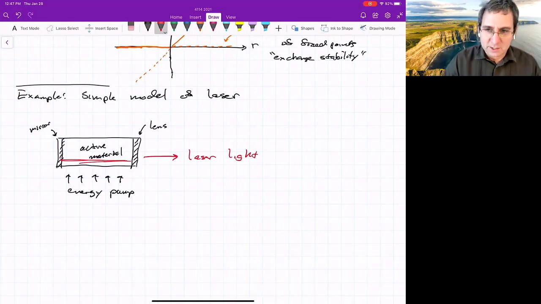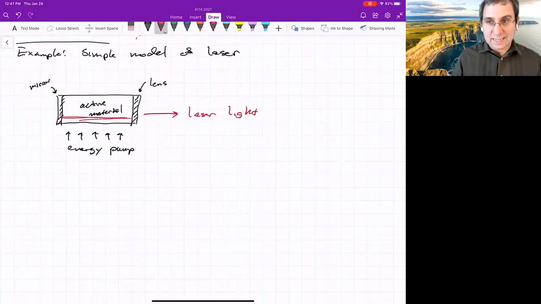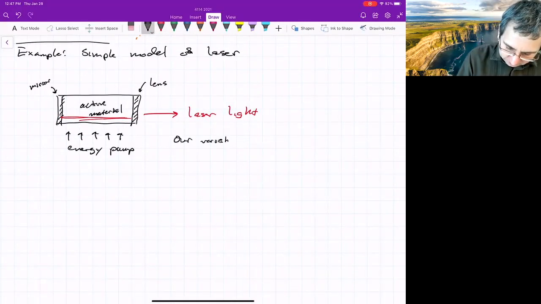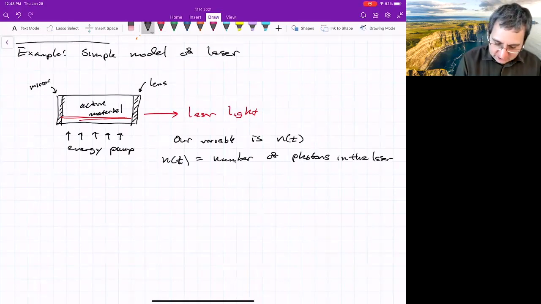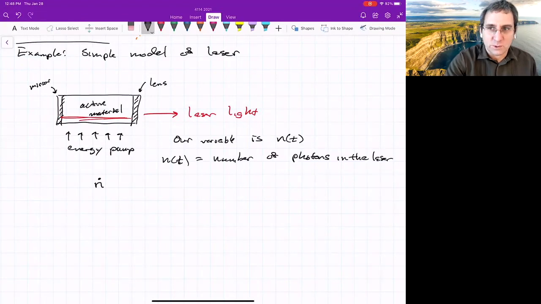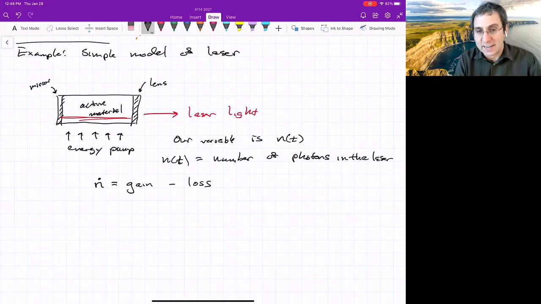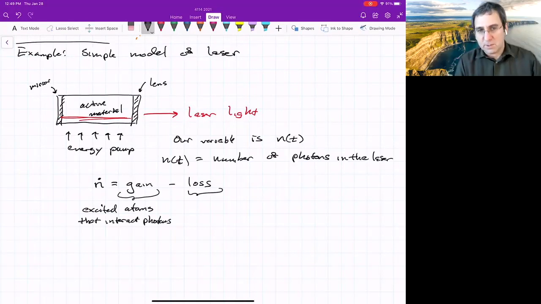There's a simple model for this, a kind of population model of the number of photons inside the laser. Our variable that we care about is n. n could change with time, and is the number of photons in the laser. The way that n changes, we'll write as a differential equation: n dot equals gain minus loss. The gain comes from excited atoms inside the active material that interact with the photons, and that will produce more photons. So that's where things will be gained. And then loss is photons escaping through the lens.